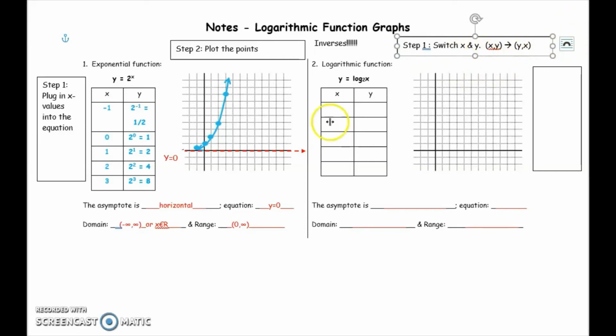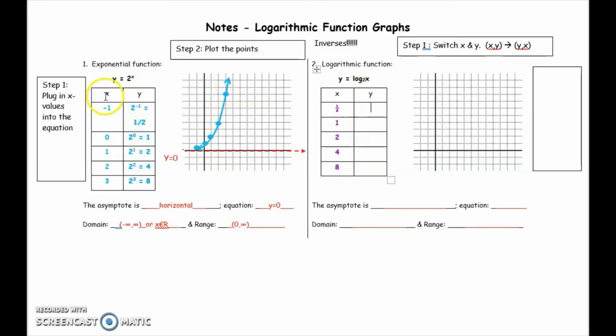Okay, so we're going to take our y values, and they're now going to be our new x values. So 1/2 is going to be right here now. 1/2. Okay, 1, 2, 4, 8. All I did is I took these y values and I put them here as our x values.